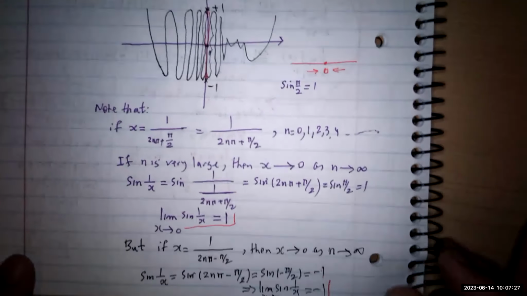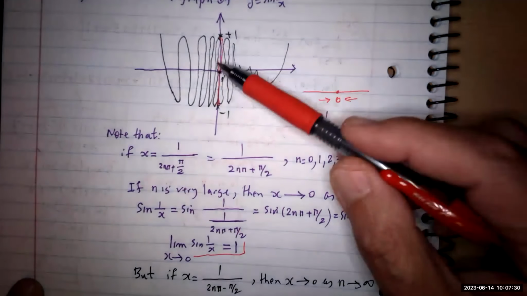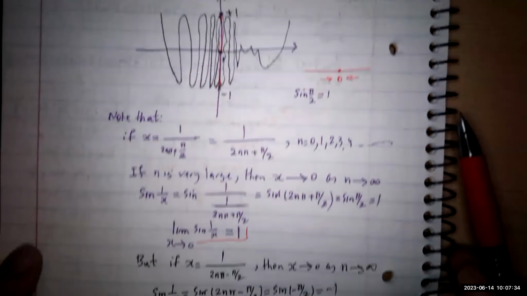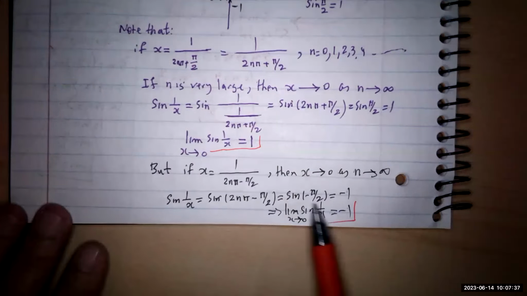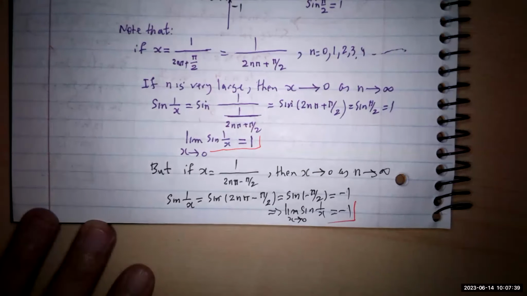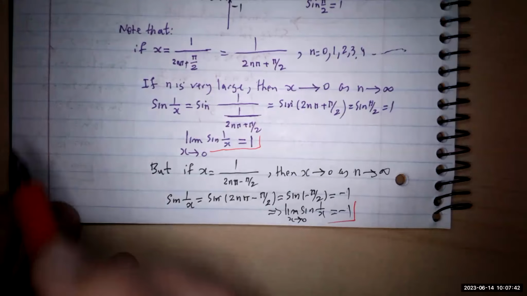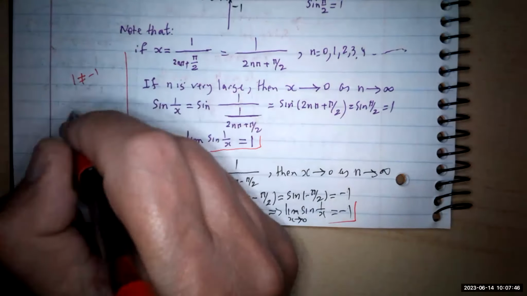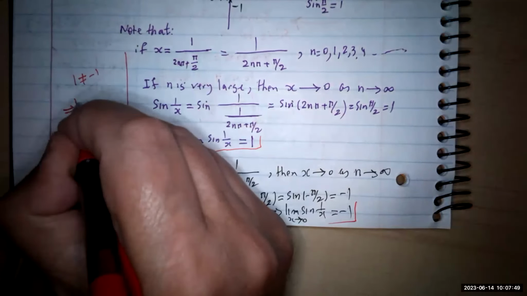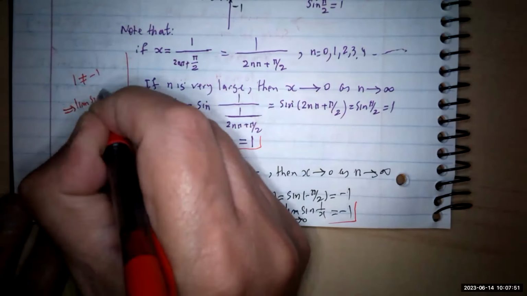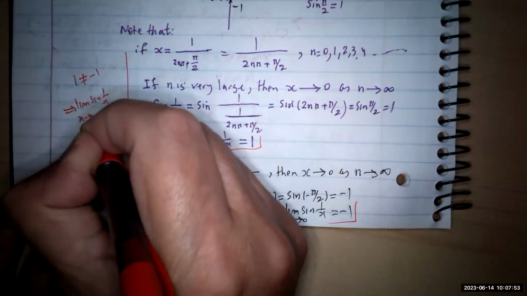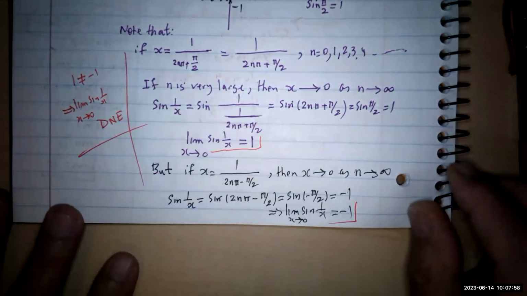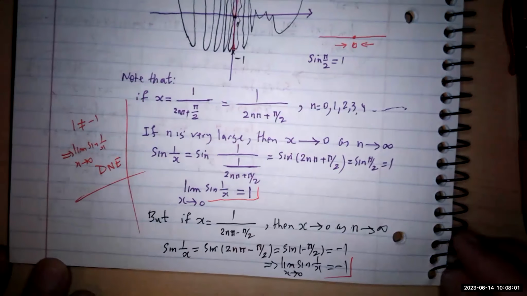And that's exactly what happens here: up, down, up, down, up, down. But 1 is not equal to negative 1. So this means the limit of the function does not exist. See, 1 is not equal to negative 1. So the conclusion is that the limit of the sine of 1/x when x goes to 0 does not exist. It's a very famous problem in calculus, and so I proved it for you.